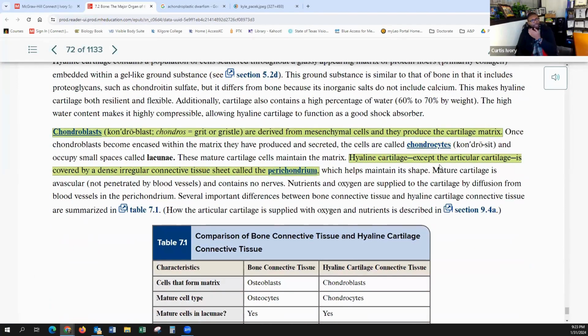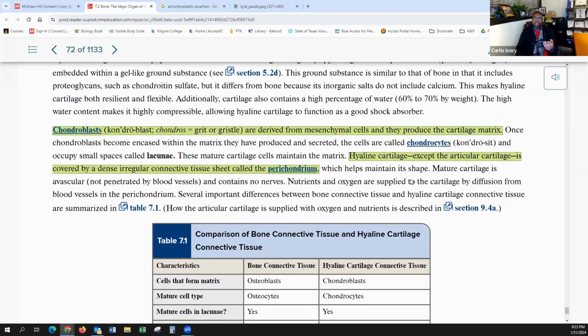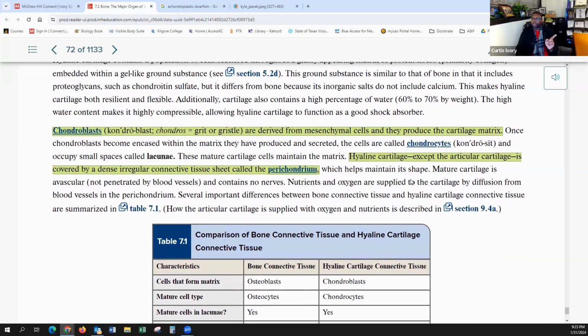Chondroblast, which anytime you see blast, it means to build. Chondro means cartilage. So literally, chondroblasts are going to be building cartilage. And then perichondrium: peri, that prefix, means around. Chondrium means, again, cartilage. So this is cartilage that's around the bone.